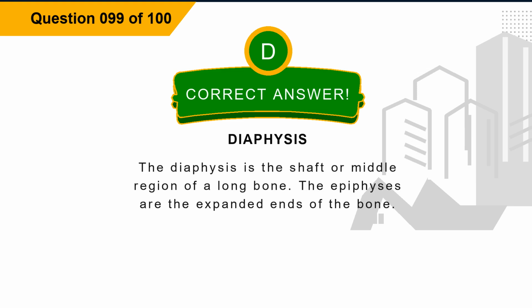Diaphysis. Explanation: the diaphysis is the shaft or middle region of a long bone. The epiphyses are the expanded ends of the bone.